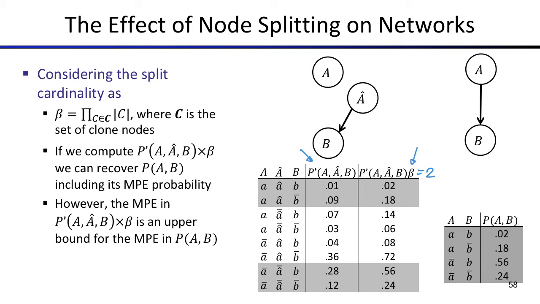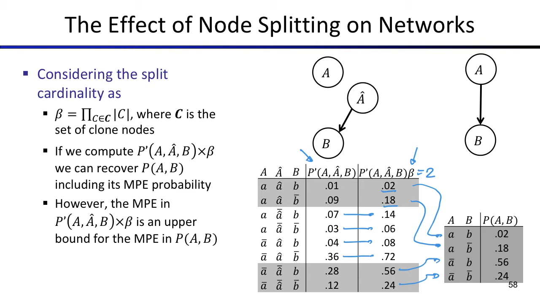So we see that now we have this 0.02 is equal to this guy here. This 0.18 is equal to this guy here. This 0.56 is this guy, and this 0.24 is this guy here. And we also have these probabilities that were multiplied by 2, right? Those ones that A and A hat do not match.